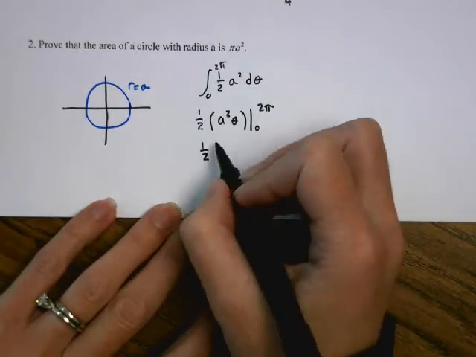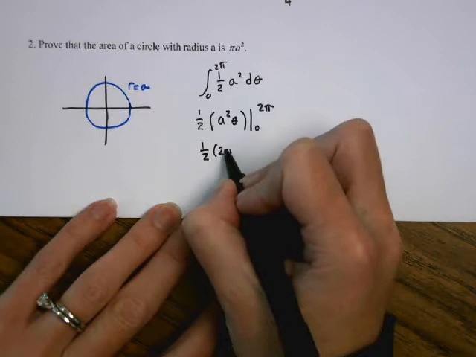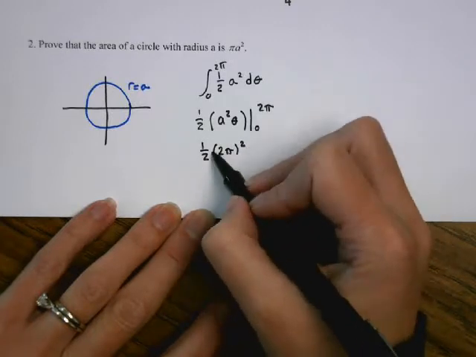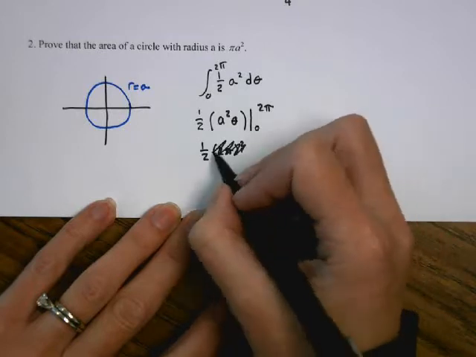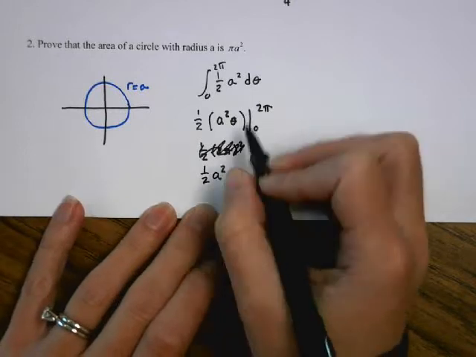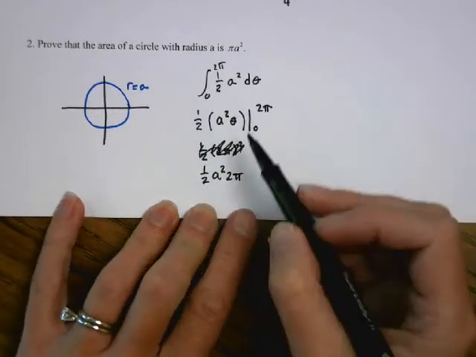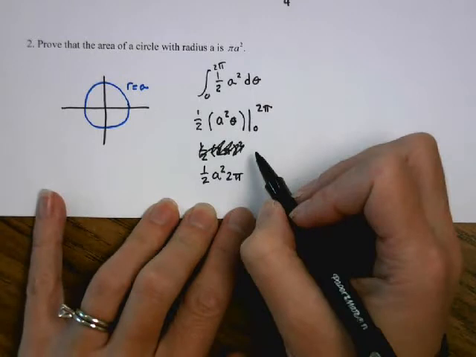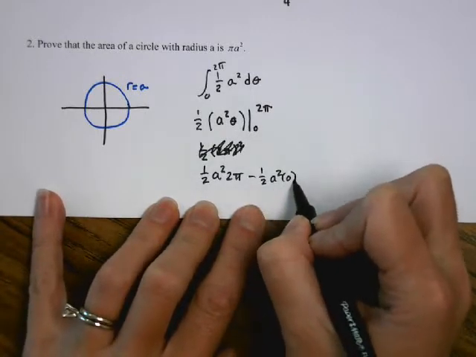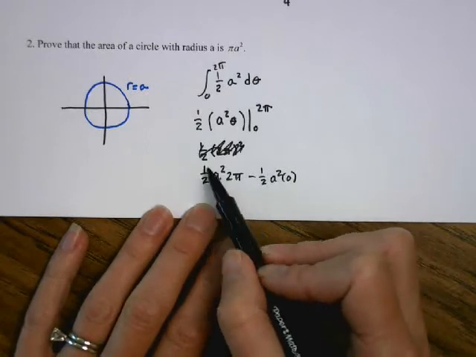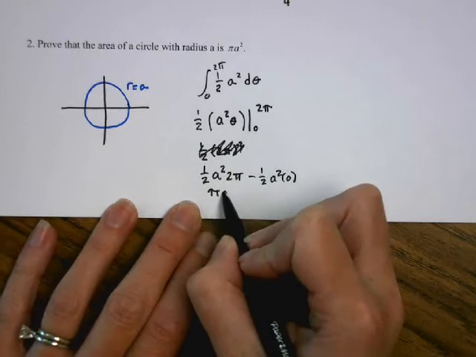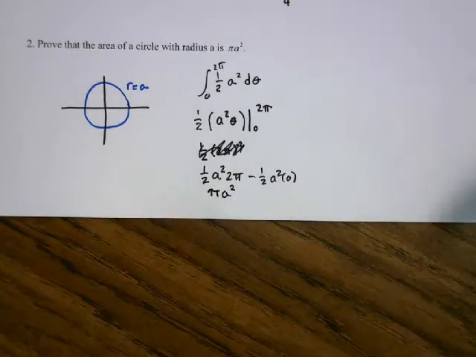So we're going to have 1/2 times 2 pi squared. Sorry. We're going to have 1/2 a squared times 2 pi. Forgot, theta's our variable, not a. Minus 1/2 a squared times 0. Well, 1/2 times 2 is 1, so we end up here with pi a squared.